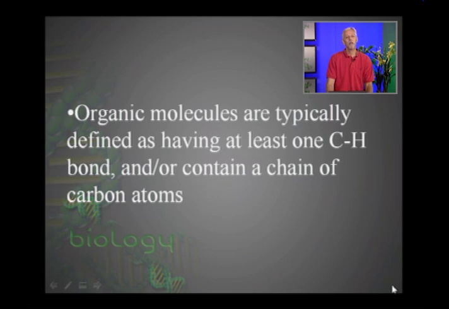And so when we look at the definition of organic molecules, there are some different definitions, but the one we're going to use is that organic molecules will be defined as having at least one carbon-hydrogen bond and will contain a chain of carbon atoms. So keep in mind that the shortest chain you could have would be 2 links, and so the shortest carbon chain you could have would be 2 carbons. So if a compound does not fit that definition, then it would be an inorganic molecule.